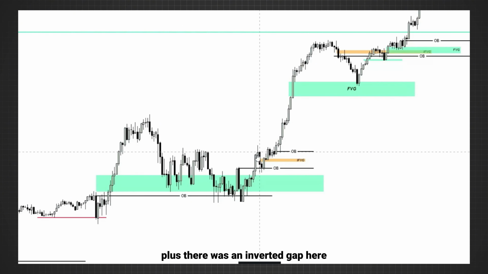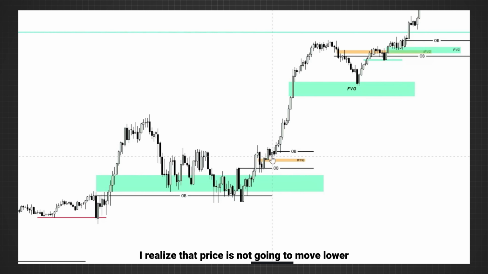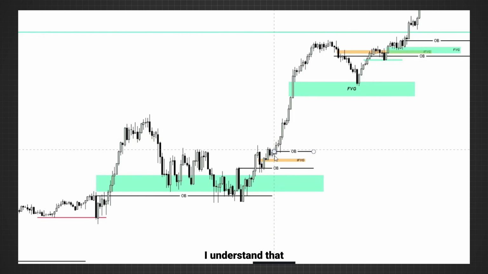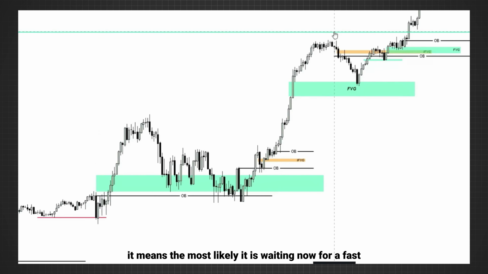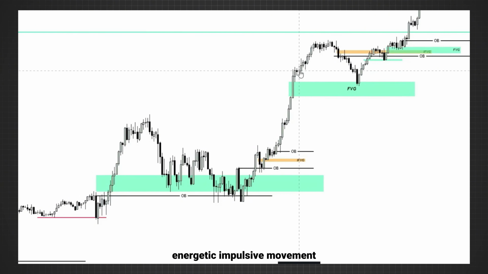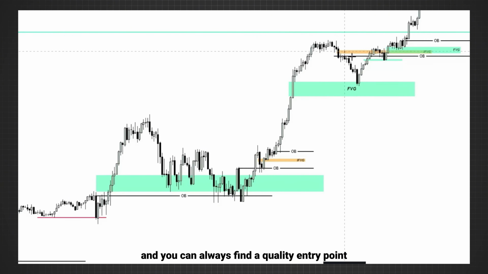Plus there was an inverted gap here. I realized that price is not going to move lower there, or manipulate further somehow. I can see that it just broke through that gap. Everything now, I understand that even if the price did not return to it, most likely it is waiting now for a fast, energetic, impulsive movement. And you can always find a quality entry point.